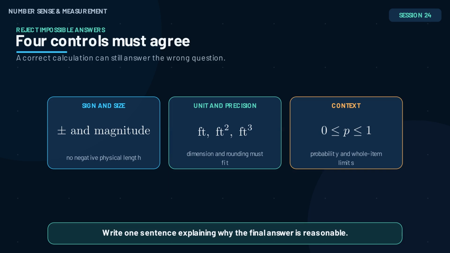Before accepting an answer, check sign, magnitude, unit, precision, and context. Reject negative physical lengths, probabilities outside 0 to 1, areas reported in linear units, fractional counts when whole items are required, and calculator displays far from the estimate. Write a brief reasonableness sentence.